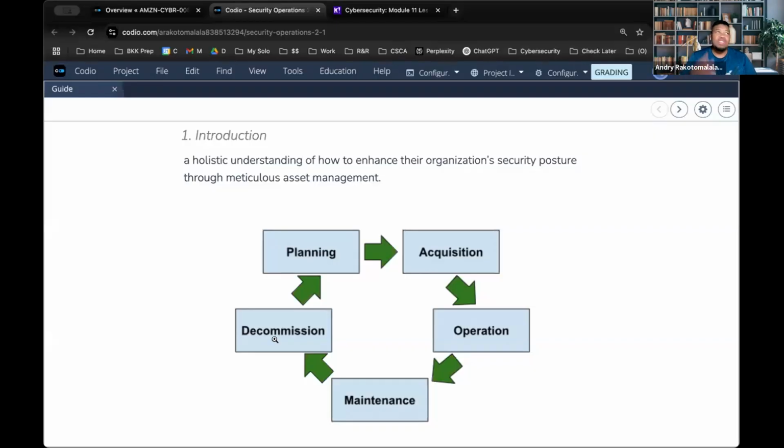It also means cleansing it, making sure you're taking out all the data, making sure that all credentials associated with that service or software are completely removed. And then it goes through a cycle again of planning, acquisition, operation, maintenance, and decommissioning.